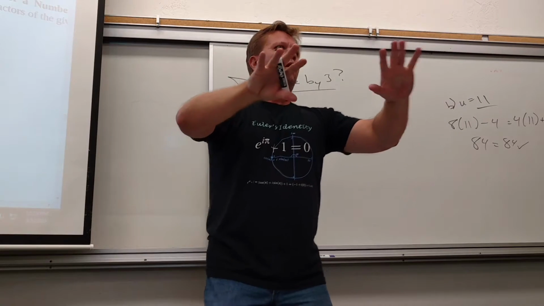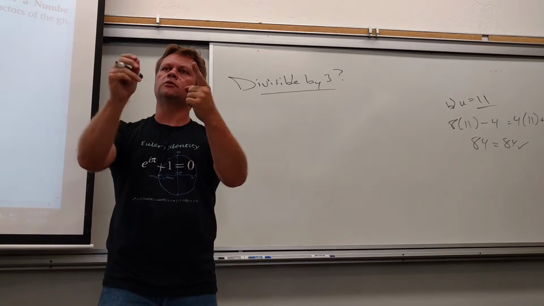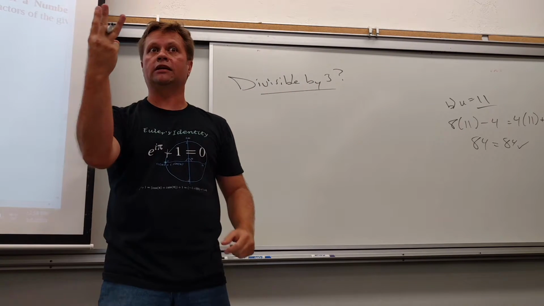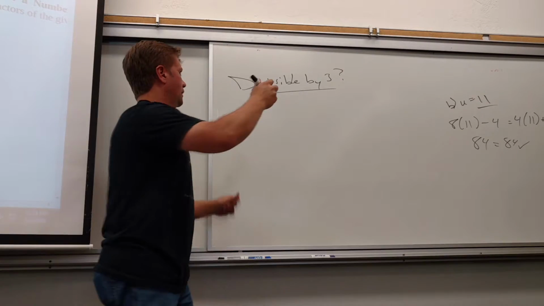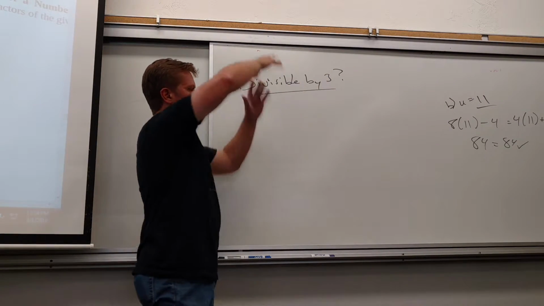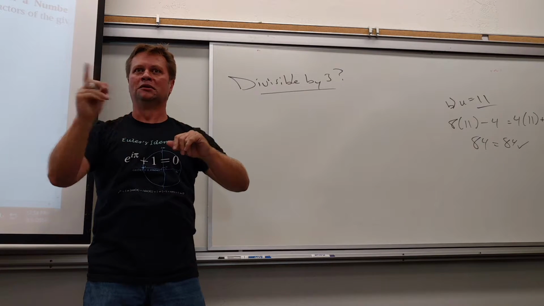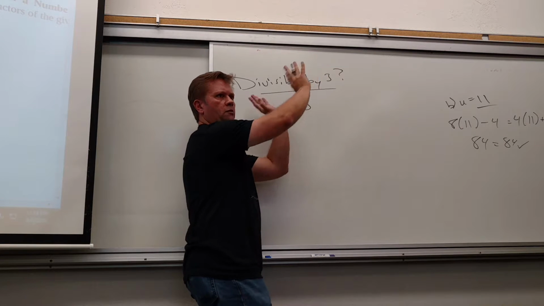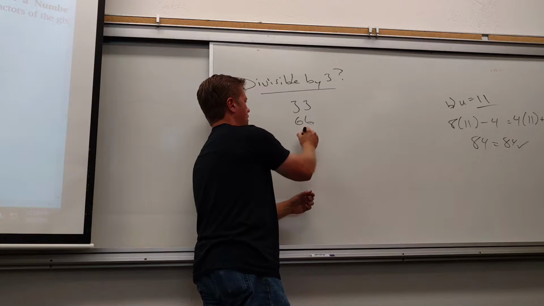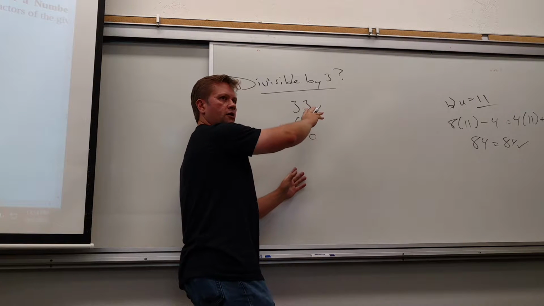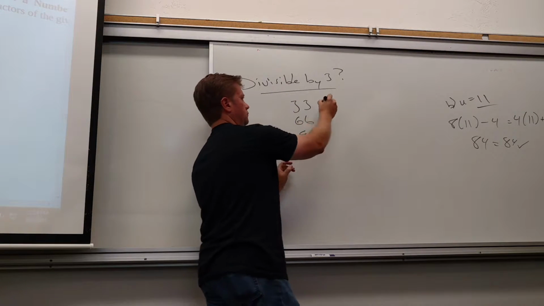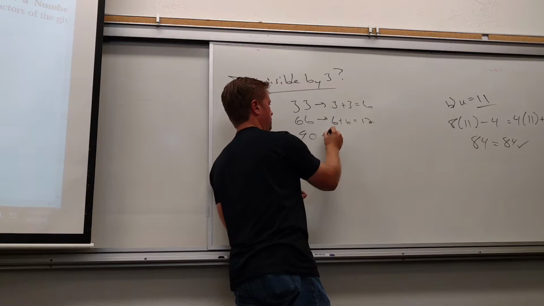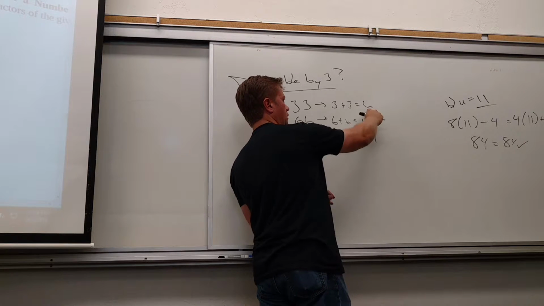So to see if a number is divisible by 2 is easy. It's just got to be even. To see if it's divisible by 3 is kind of freaky. Give me a number that's bigger than 20 that's divisible by 3. 33. Give me something else even bigger. 66, 90. Now watch this. 3 plus 3 is what? 6. 6 plus 6 is what? 12. 9 plus 0 is what? 9. These are all divisible by 3.